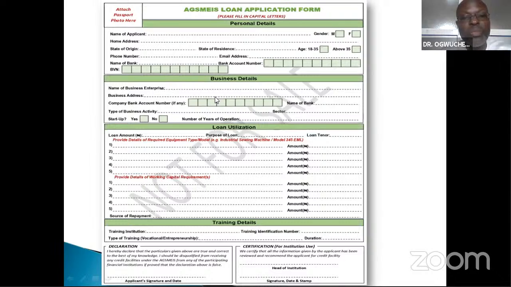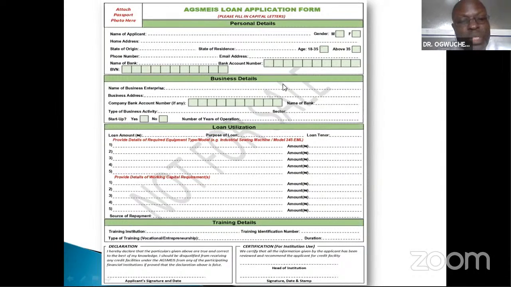Then okay, we'll now look at the business details. Here, we're looking at the name of the business enterprise. Remember, in the other form, we also talked about name of business, whether it's a registered company or not. It's important that you indicate the name of a business, whether registered or not. Even if you don't have a registered company, you can simply indicate that it's Temitope Ventures or Temitope Fund, all of those kind of things. So you give us that name. That's what will be required there.